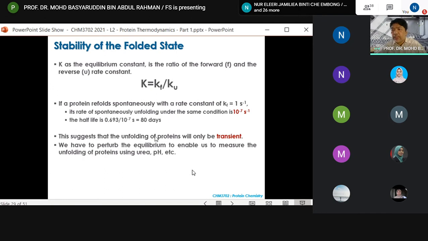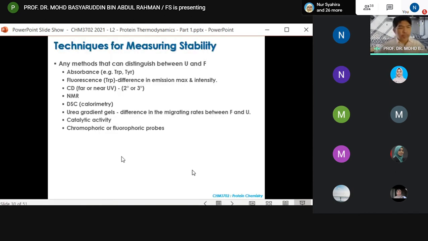And this is what I mentioned just now. Any perturbation, we can also make use of it to measure the unfolding of protein. For example, if we want to study that, we just give a certain denaturing agent like urea, then we start to measure the changes. Same as well if you want to use pH or temperature. So there are always ways of doing so. There are so many different techniques you can use, but normally we highly recommend at least 3 methods, in order for you to confirm.